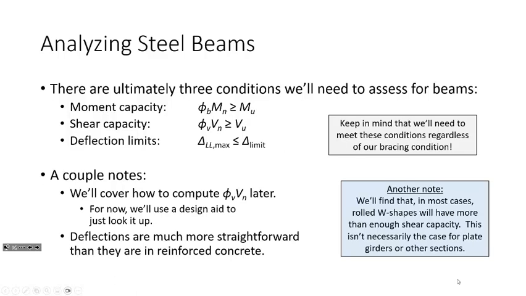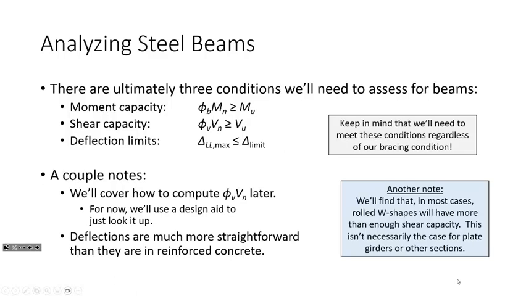These conditions are what we're going to have to ensure regardless of whether it's continuously braced or discretely braced. We have to ensure adequate moment capacity, adequate shear capacity, and that it meets deflection requirements. Now, a couple of notes to clarify this. The first thing I want to talk about is the shear capacity. I am not going to discuss how to compute shear capacity until near the very end of the semester. We're just going to use a design aid that I'm going to show you in a little bit to look up shear capacity.